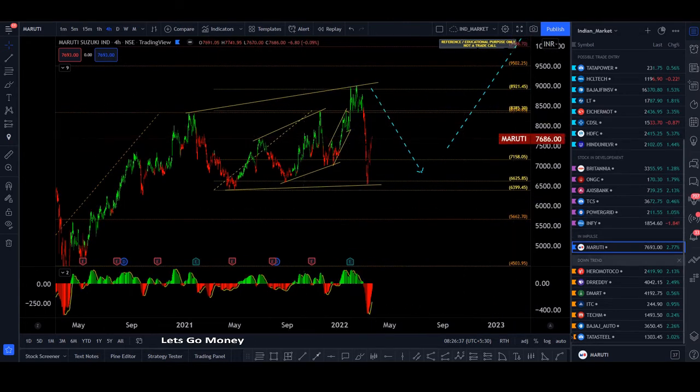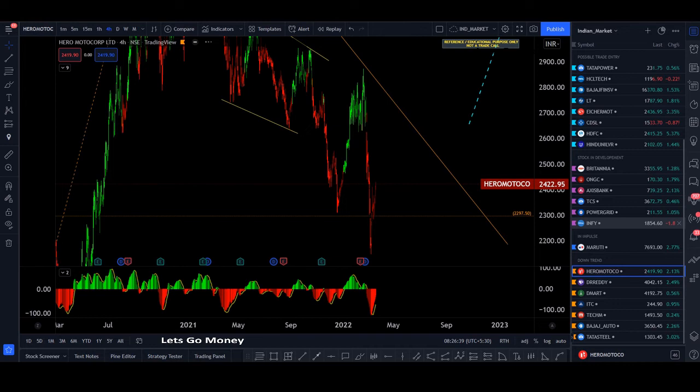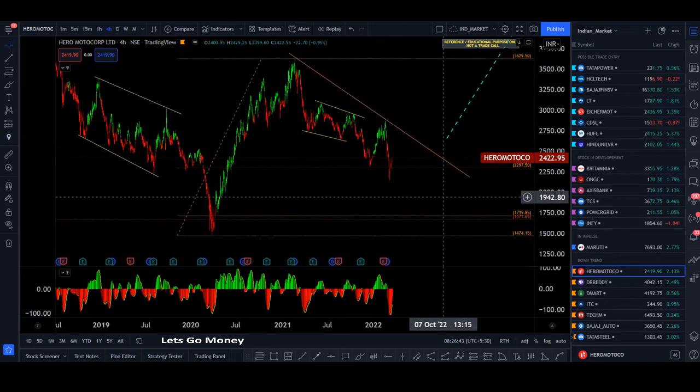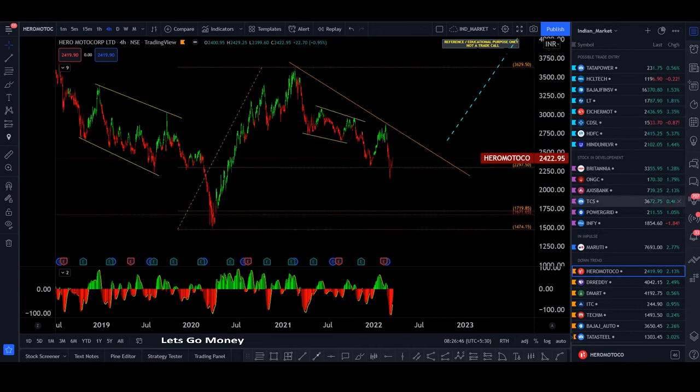Okay, next is Hero Motocorp. Hero Motocorp is still in a downward trend. I think we just discussed it, so we have to wait.